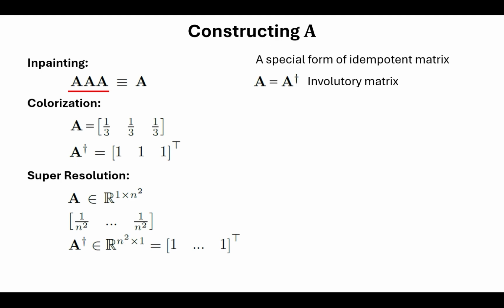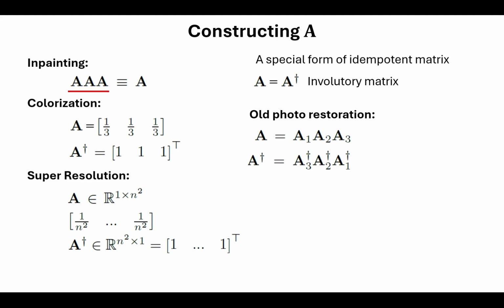So for complex tasks like old photo restoration, we can multiply the inpainting, colorization, and super resolution degradations and do all at the same time to degrade the image. And obviously, the pseudo-inverse would be the multiplication of all the defined pseudo-inverses in reverse order. Sounds cool, right? But life is not that easy, and if you try this thing I told you so far, you see that it doesn't work very well in practice. And why is that?